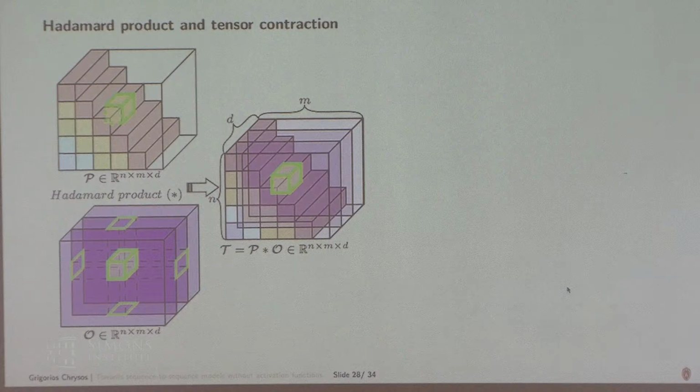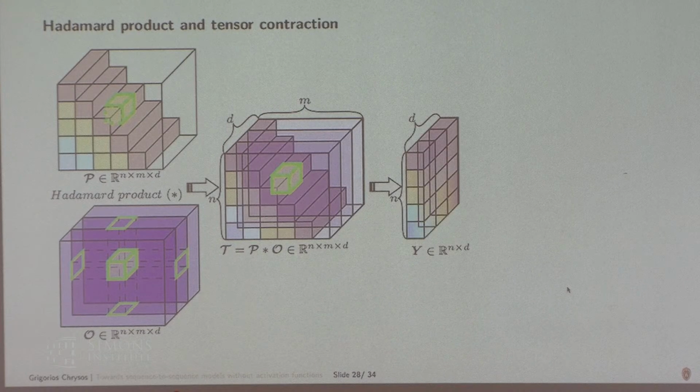Are we done? We have one more step, which is to sum over this dimension m, right? So we had n tokens and d features, right? And that's what we are left with when we sum over m, essentially. And this is the output that we are obtaining that, again, expresses second-degree interactions.